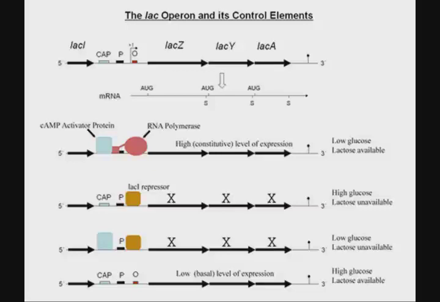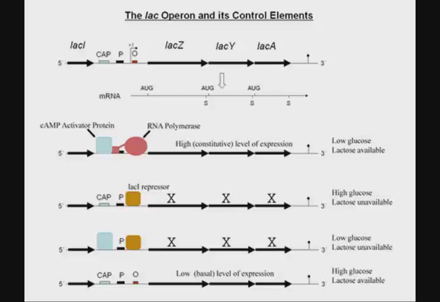So if we have low glucose and lactose is available, we have positive control. We're going to crank up on the transcription of this operon. So cyclic AMP has been activated because glucose is low and cyclic AMP is high. It's going to actively load RNA polymerase onto the DNA. Because lactose is available, the repressor has been inactivated, and RNA polymerase can go ahead and transcribe. So we call this constitutive levels of expression, high levels of expression.